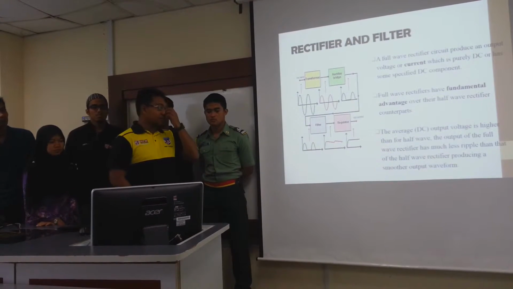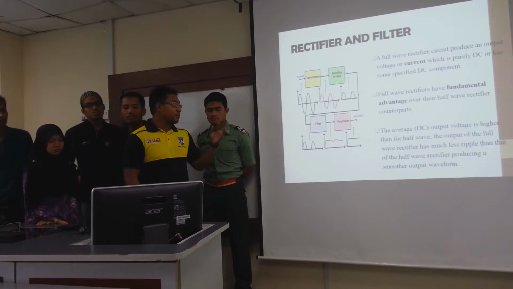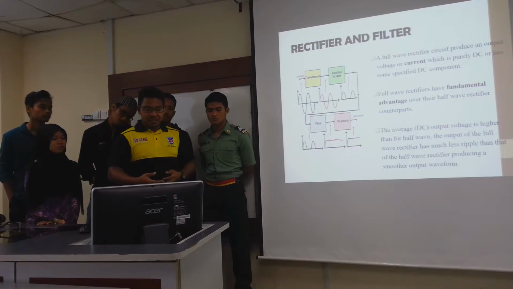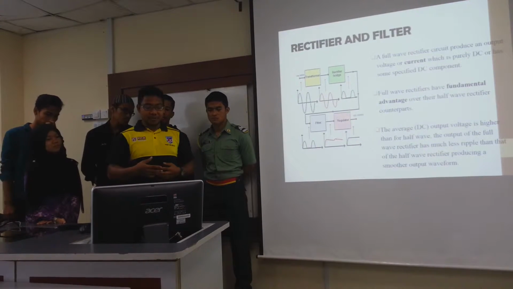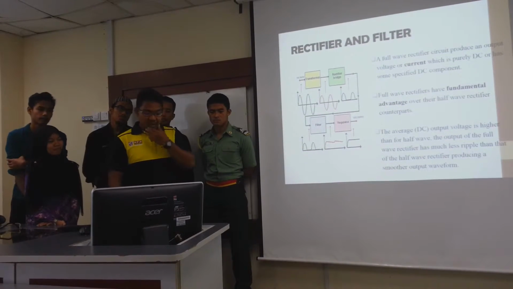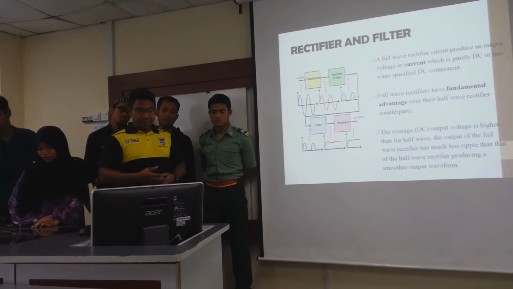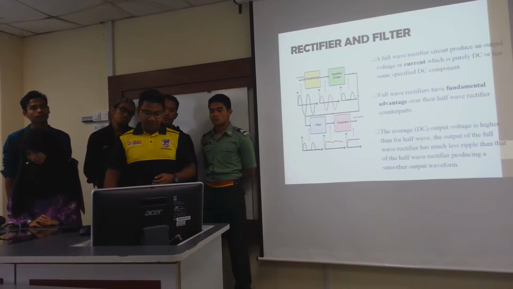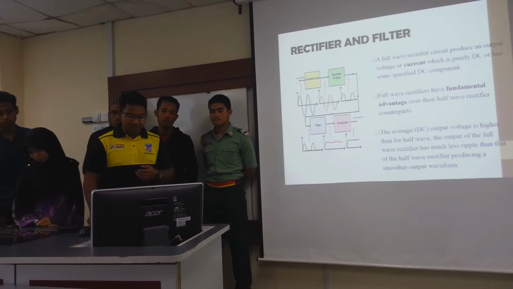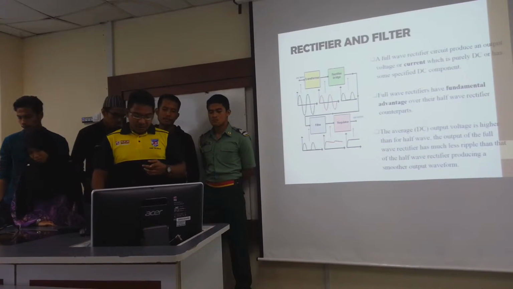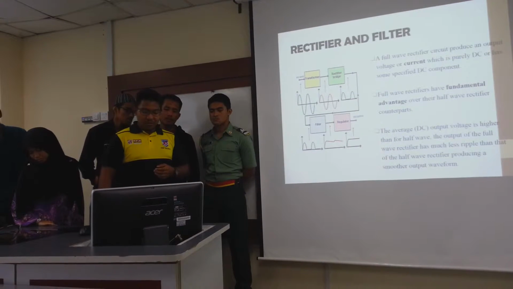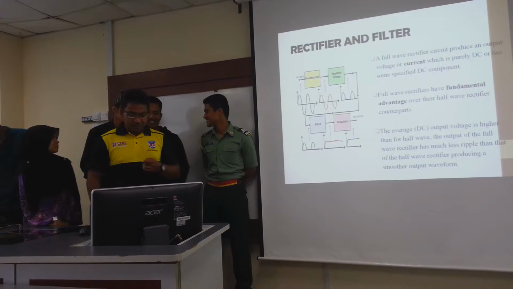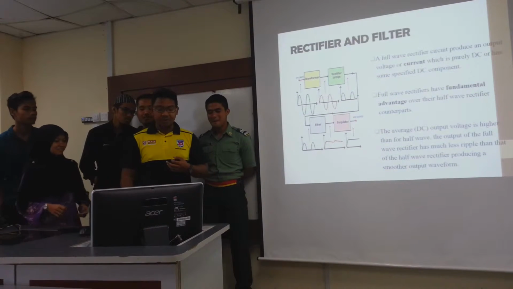There is an example, as you can see in front of you, a diagram of the process of the rectifier and filter. The full wave rectifier has a fundamental advantage over its half wave rectifier counterpart, and the average DC output voltage is higher than for the half wave. The output of the full wave rectifier also has much less ripple than the half wave rectifier, producing a smoother output waveform.